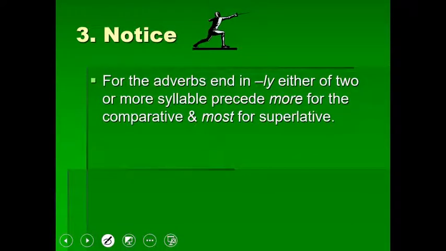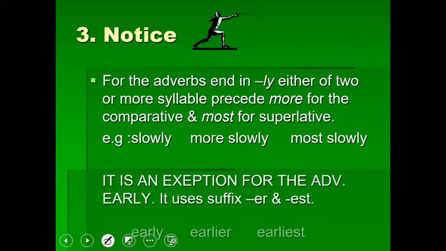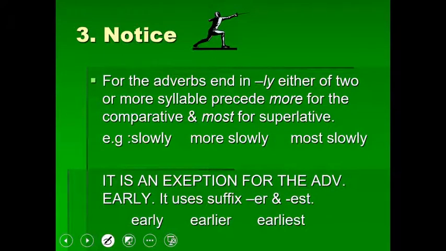And notice that for adverbs ending in ly, with two or more syllables, we use more or most for the comparative. For example, more slowly. So we have to use more or most. There is an exception with early, because the ly in early is not a suffix. So we use earlier or earliest. This is the only exception for adverbs ending in ly.